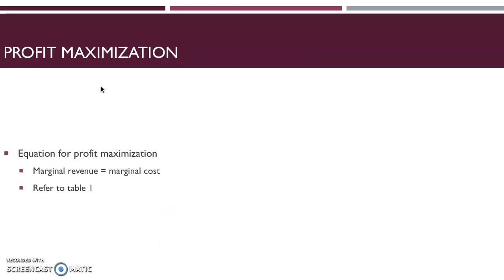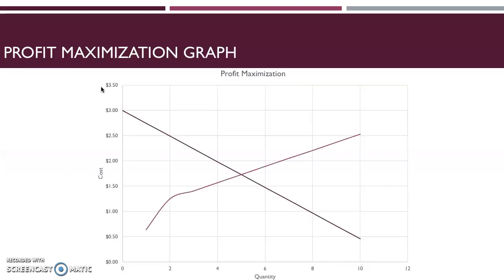Profit maximization is the point where marginal costs are going to equal marginal revenue. At this point, profits are at their maximum point, and this point is found in Table 1. This final graph shows the profit maximization point. The downward sloping curve is our marginal revenue, and the upward sloping curve is our marginal costs. The point where the two intersect is the profit maximization point.